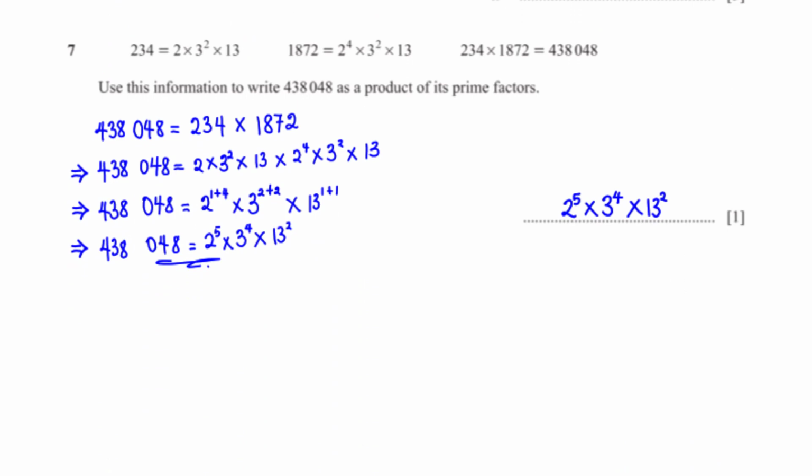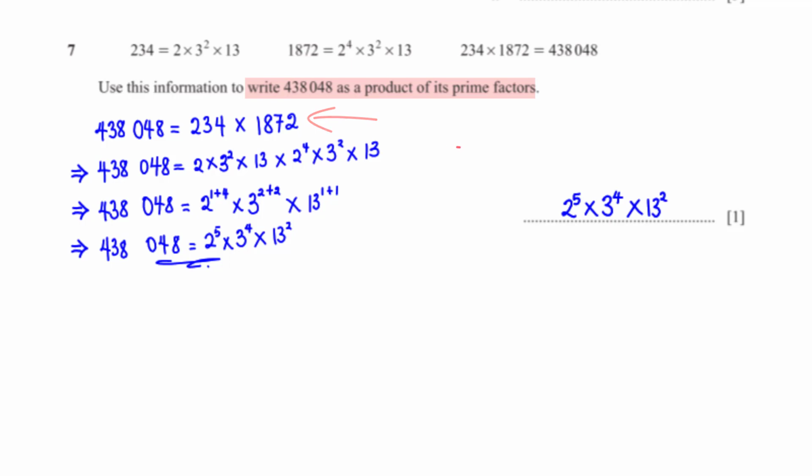Use this information to write 438,048 as a product of its prime factors. And so from the given information, we know that 438,048 can be rewritten as 234 times 1872.